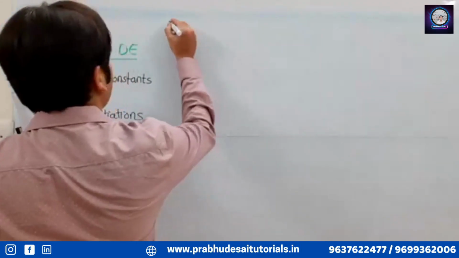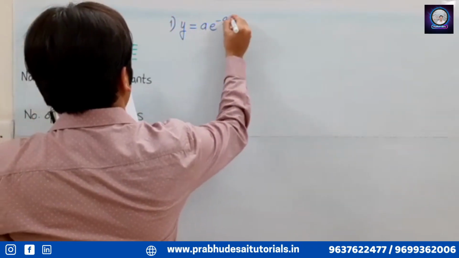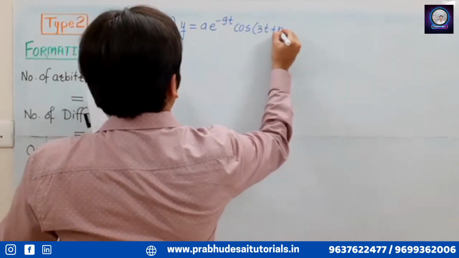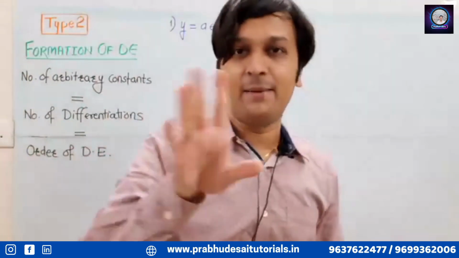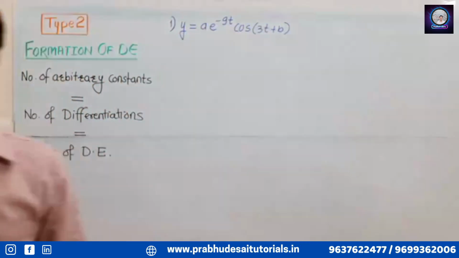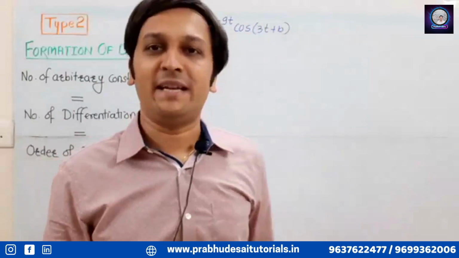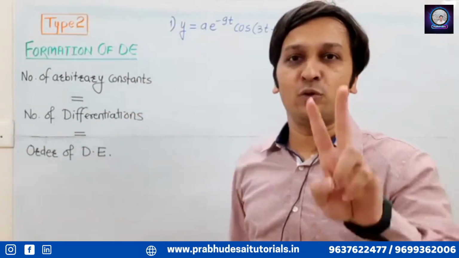क्वेश्चन नंबर 1. फर्स्ट काय बघा, y is equal to a e raised to minus 90 into cos of 3t plus b असं तुम्हाला दिलंय. मला सांगा यात आधी व्हेरिएबल कोण आहे? टी व्हेरिएबल आहे. Which are constants here? A and B constants. So there are two constants. If there are two constants, we have to take two derivatives.